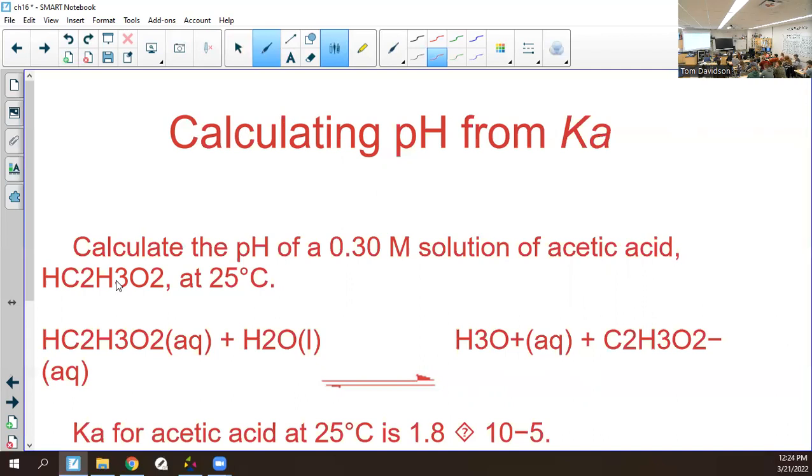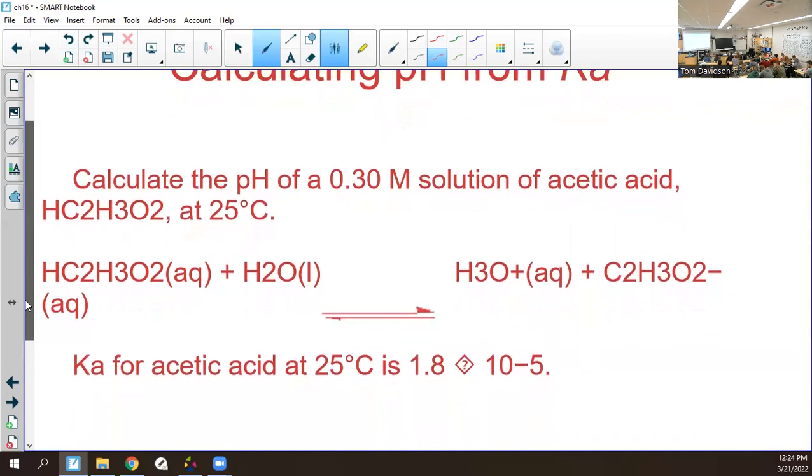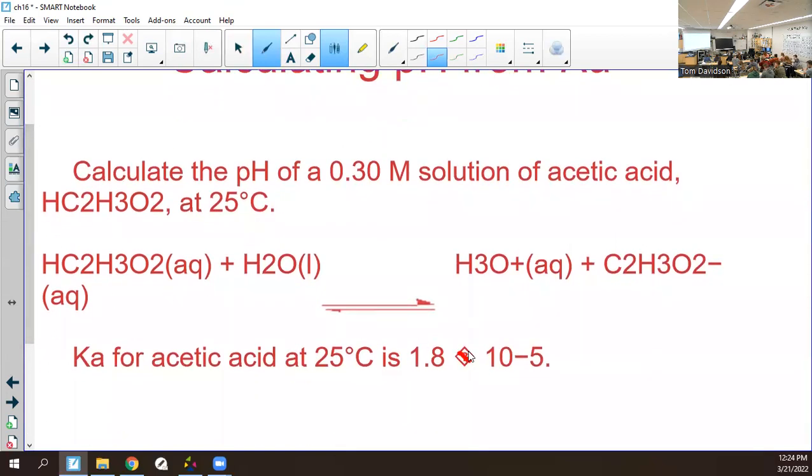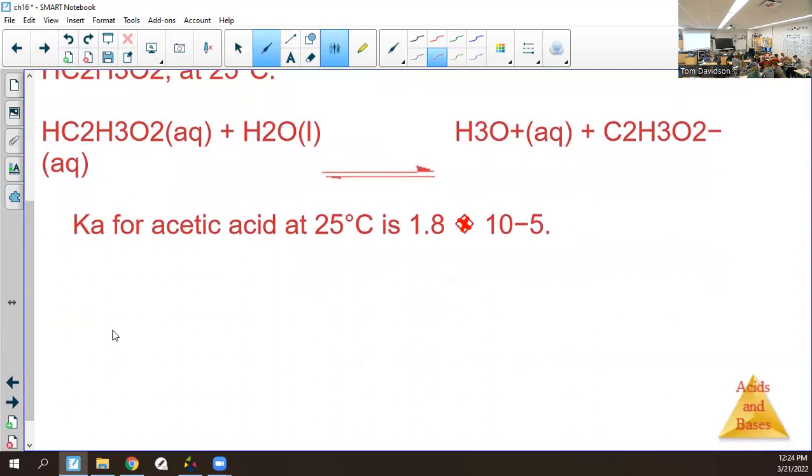All right, now the problem is, it's weird when I import these slides. It gives you the Ka. In these problems, it will give you the Ka. It says the Ka for acetic acid is 1.8 times 10 to the negative 5. Okay, I want to know pH. In order to know pH, what do I need to know? I have to know the concentration of H plus.